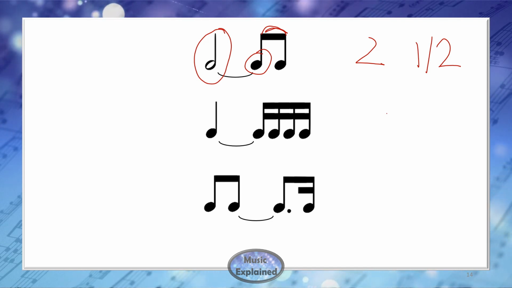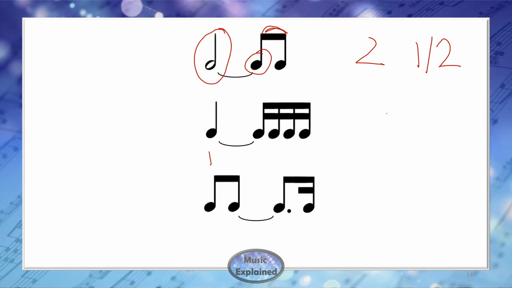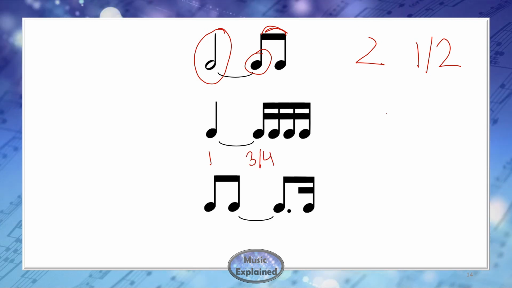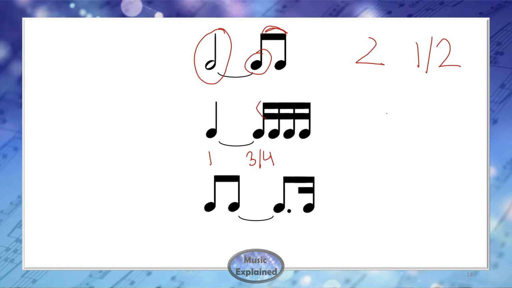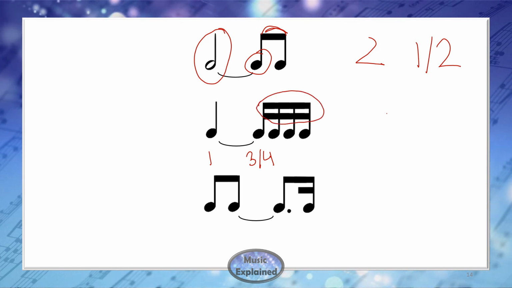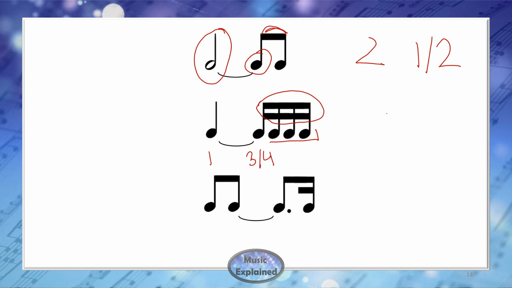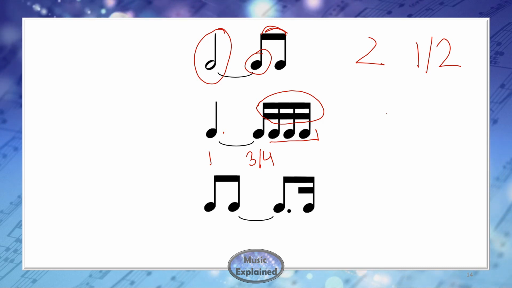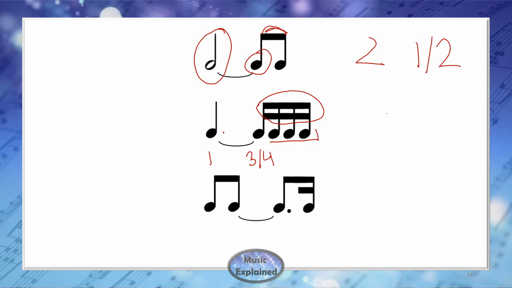Let's look at my other example. We have a quarter note, which is 1 beat, connected to a 16th note, which is 1/4 of a beat, and that one is connected with 2 beams with 3 other 16th notes. If I add a dot to this quarter note, this will last 1.5 beats. It will go over the 16th note's value.